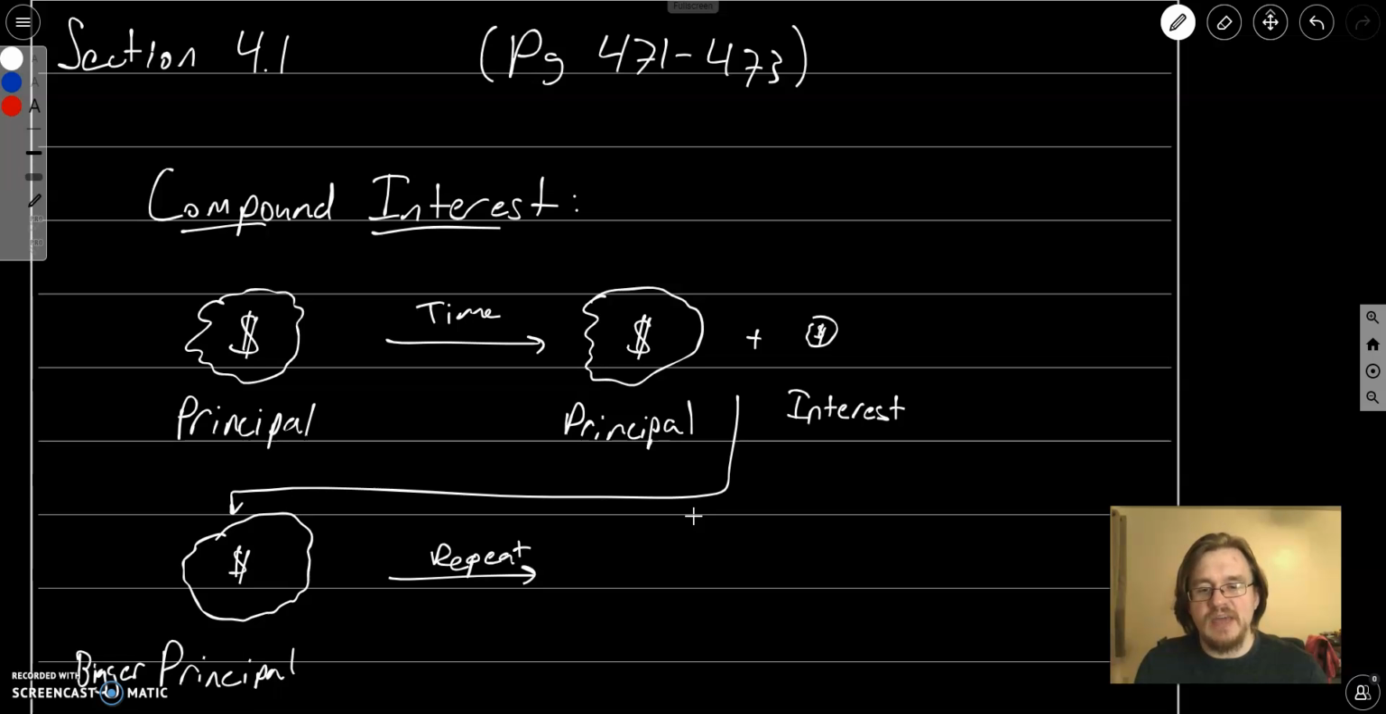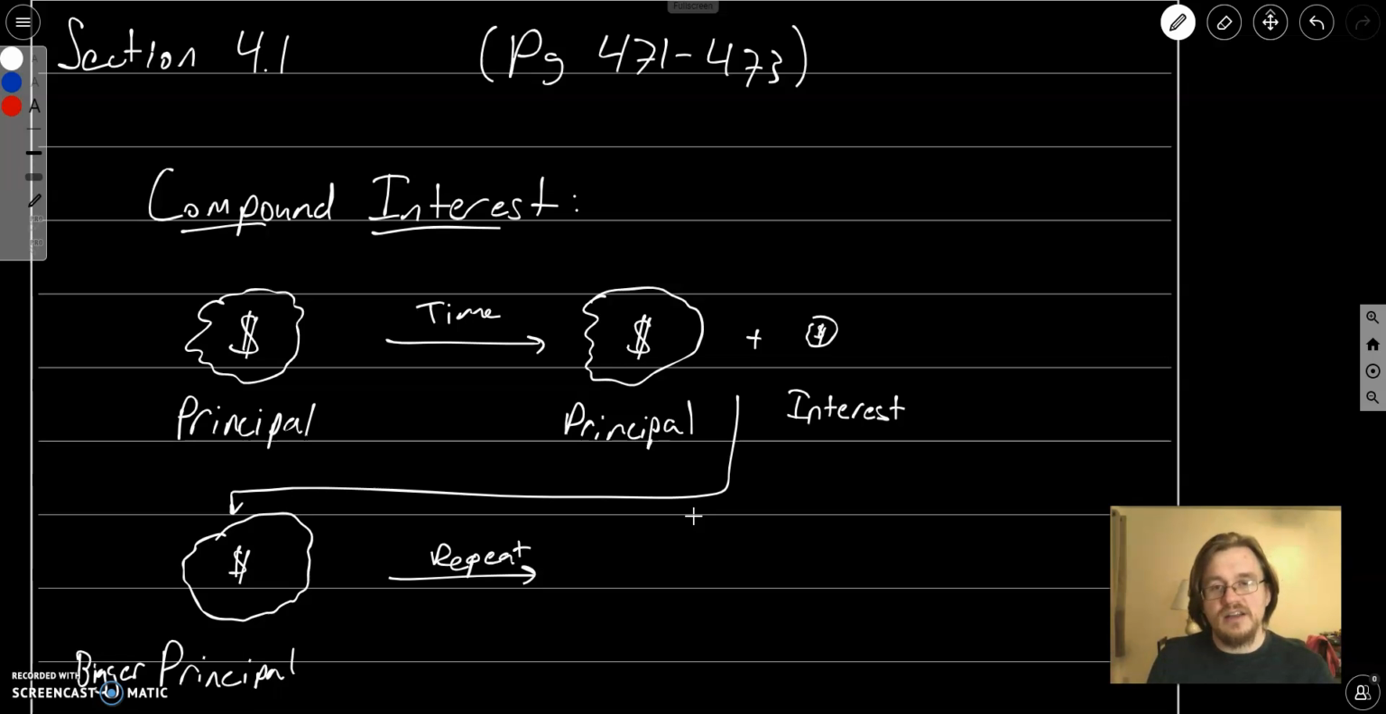And what ends up happening is, usually at the end of the year, the interest will be added back to the principal, and then you repeat. The next year, this bigger principal will now earn a little bit of interest. You add the interest back to the principal, and you start this process over again.